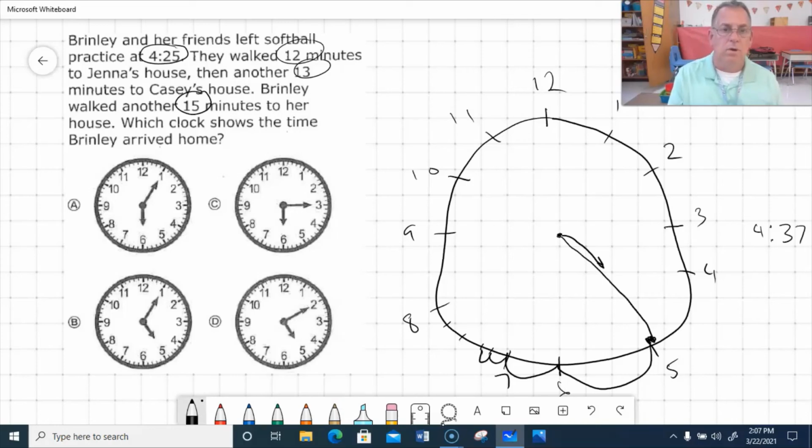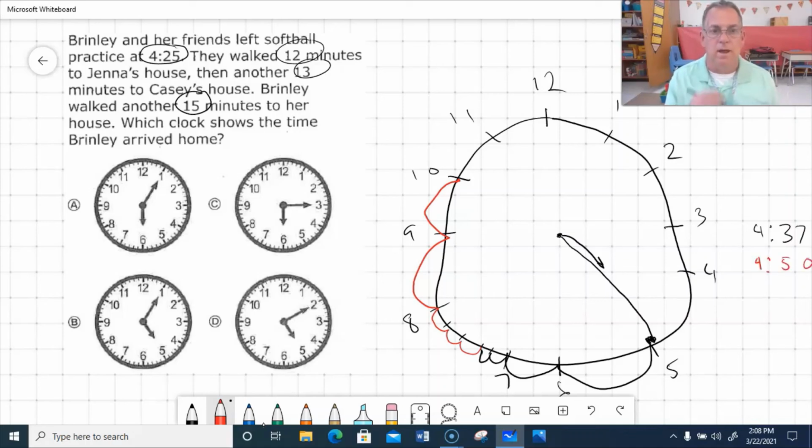Okay, now we'll go ahead and do the 13 minutes. So it looks like I got 3 more minutes to get to my 8. So we'll go ahead and do that. We'll change. And this is how many more minutes they walked to get to Casey's house. So that's 1, 2, 3, and another 10 minutes would be 5 and 10. So what time did they get to Casey's house? Yep, that is correct. They made it to Casey's house at 4:50.